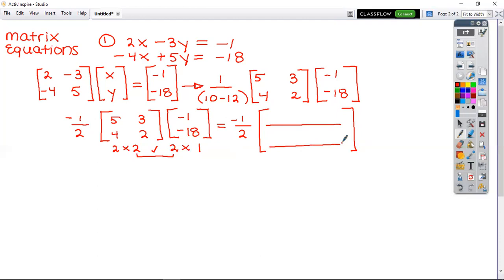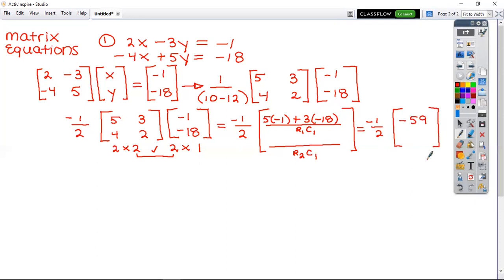And again, this is where everything starts to come together. So I need to multiply. First thing I'm going to do is row 1, column 1. And then I'm going to do row 2, column 1. All right, so I have here a 5 times a negative 1 plus 3 times negative 18, which is equal to, what is it, negative 59? Yep, so negative 59.